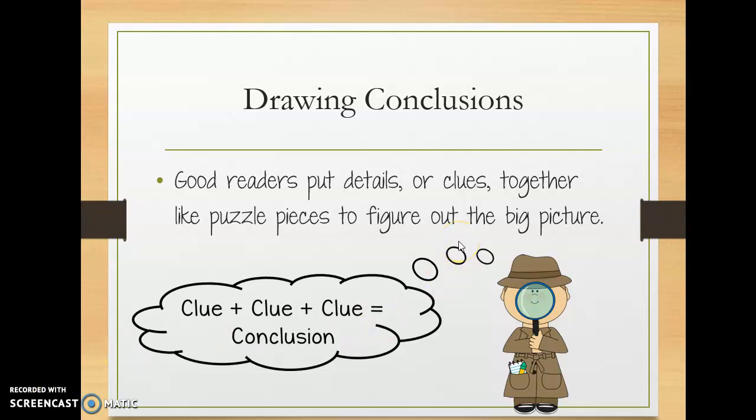Hi guys. I remember that yesterday we started learning about drawing conclusions. Remember that drawing conclusions is when we are like a detective and we put together clues in the story that the author has given us and we use them to help us figure out something that's going on in the story, right? So our statement is good readers put details or clues together like puzzle pieces to figure out the big picture. And that's what we're going to practice doing today with our text, The Trial of Cardigan Jones.